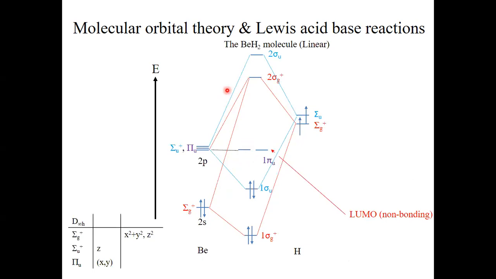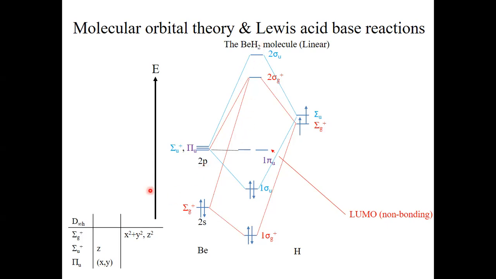Okay, so now what about the Lewis acids? For instance, BeH2 is a linear molecule which is a typical Lewis acid. As such, it should have a lowest unoccupied molecular orbital which is approximately non-bonding. We can briefly construct the molecular orbital diagram of the BeH2 molecule to verify that.